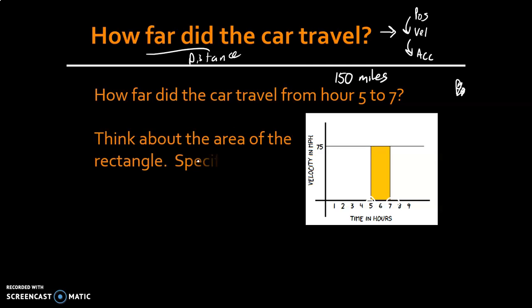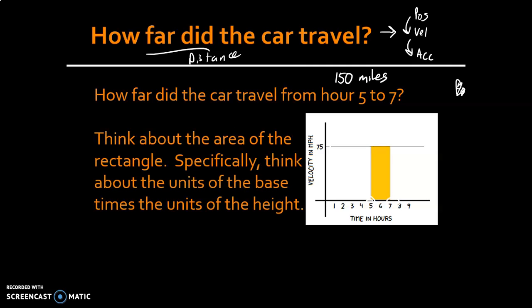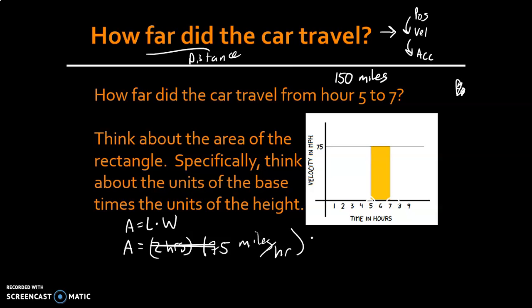Now, if we think about the area of this rectangle, the area would be the length times the width. And if we think about the length, it would be in hours, so 2 hours, and the width would be 75 miles per hour. Sorry about that. So 2 hours times 75 miles per hour. The hours could cancel out, which would give me 2 times 75 is 150 miles.